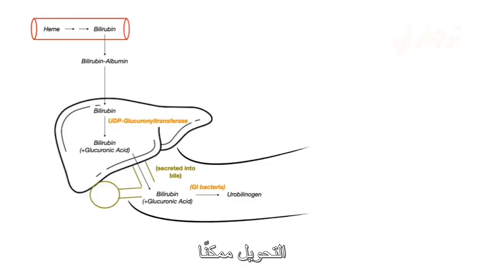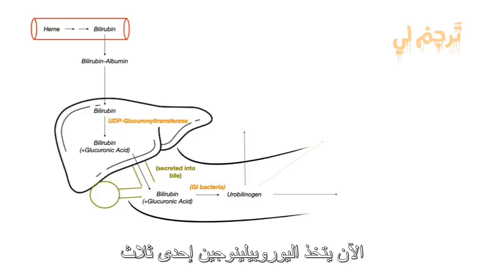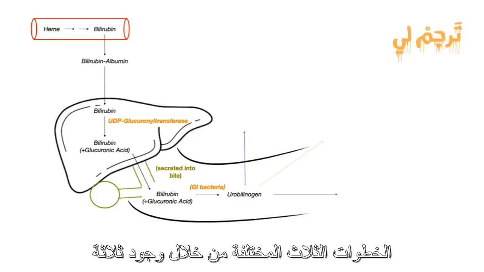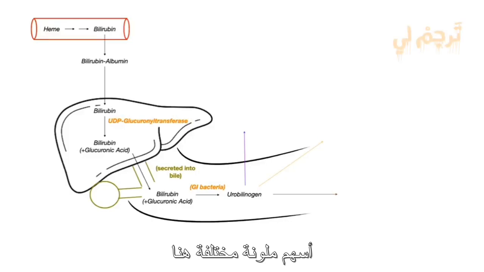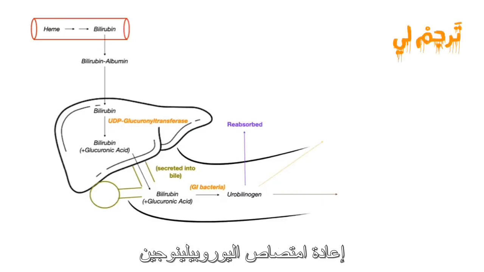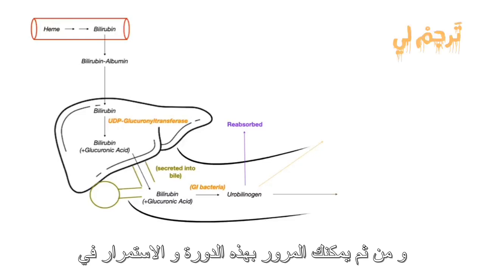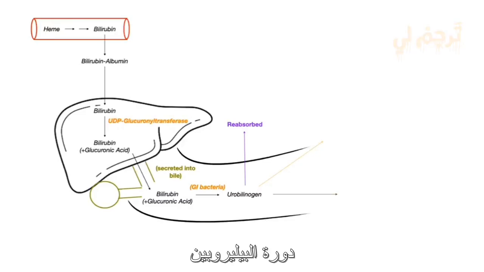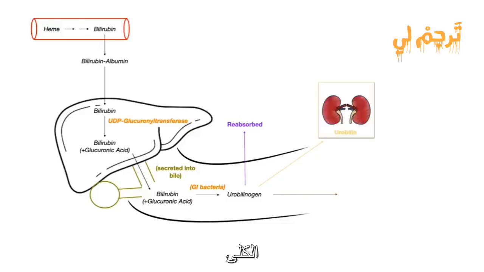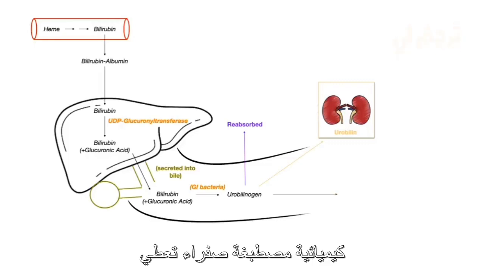Now, urobilinogen takes one of three different steps, okay? I've shown the three different steps by having three different colored arrows here: the purple arrow, the yellowish arrow, and the brown arrow. The first option, shown in purple, is that urobilinogen can simply be reabsorbed, and then you can go through this cycle and just keep cycling bilirubin. The other option, shown in yellow, is that urobilinogen can make its way to the kidney and ultimately be converted into urobilin. And it's urobilin that is a yellow pigmented chemical which gives urine its yellow color.